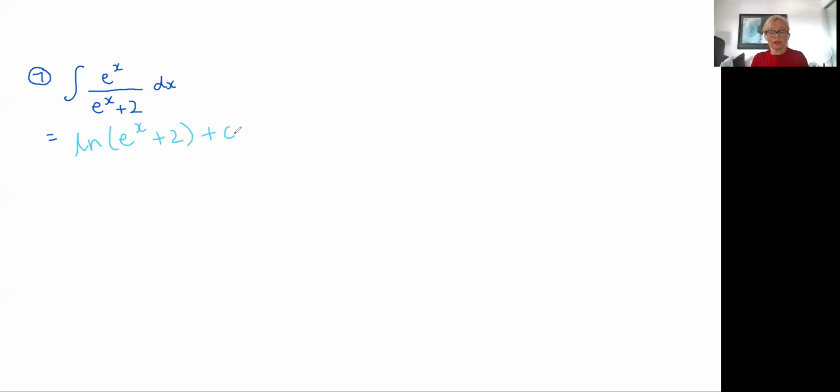So just a quick reminder, if you've got a product or a quotient, be on the lookout for the derivative of either the function that's being raised to a power or that's in the denominator, and you might be able to use your chain rule in reverse.